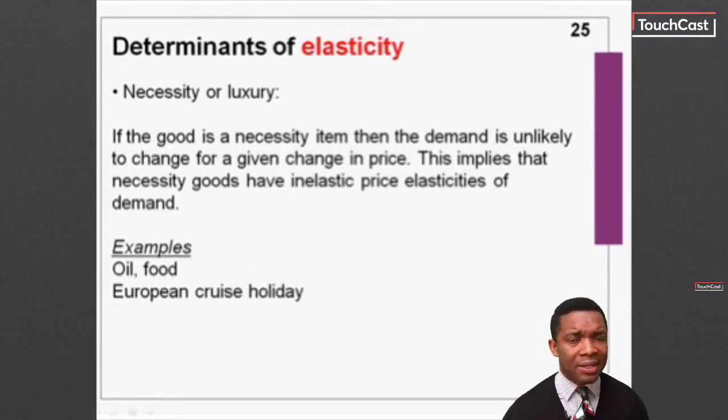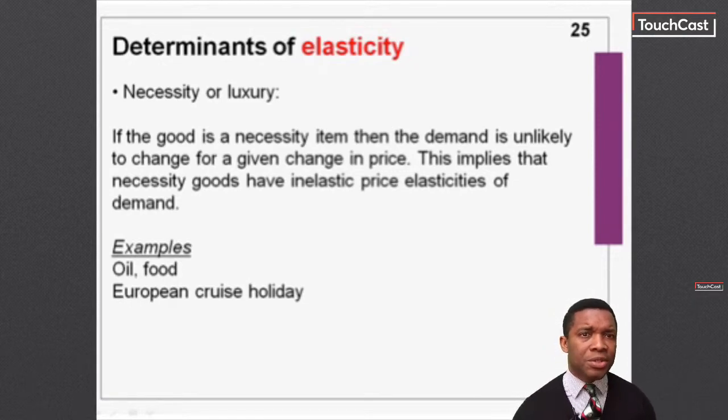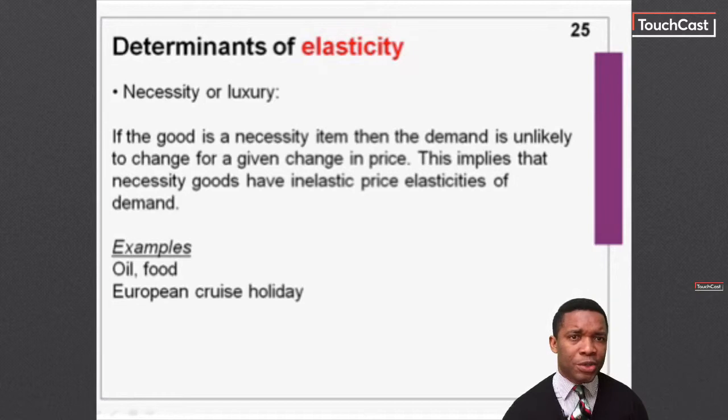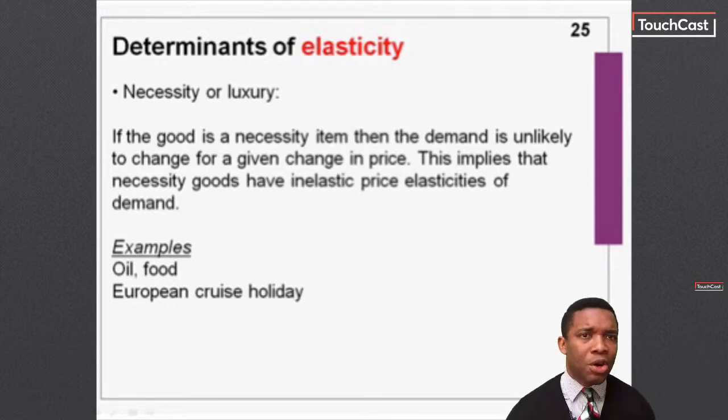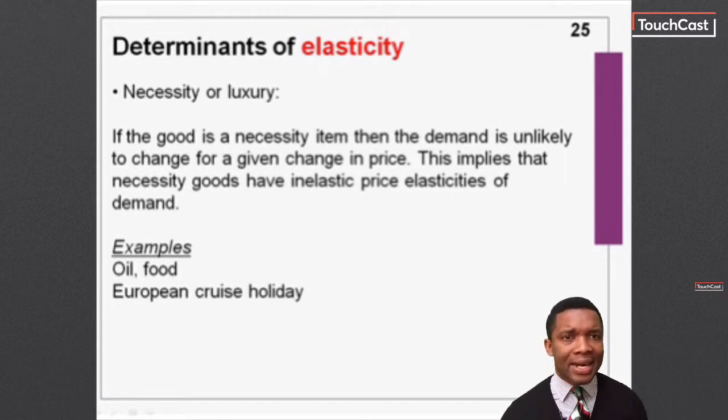Now, the last determinant are goods that are of necessity and luxury goods. If the prices of necessity goods or luxury goods change, or if there's an increase in price, their demand is unlikely to change. And this implies that necessity goods or luxury goods are inelastic to demand. If the price increases, consumers will still buy them. Examples are cruise holidays, oil, food, designer items like Gucci and Burberry, to mention a few.